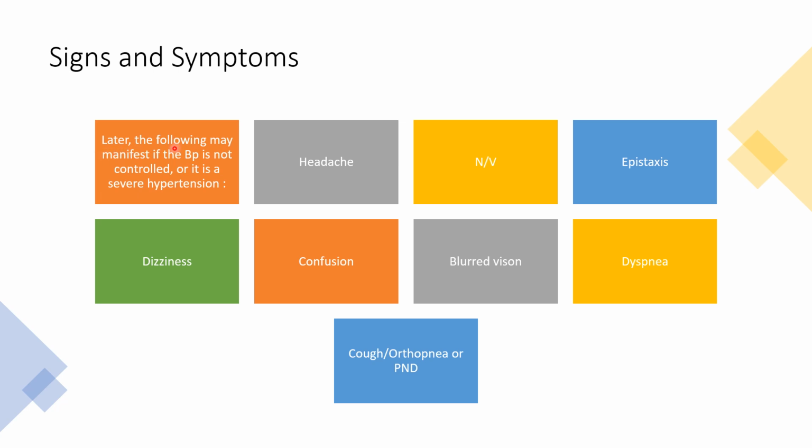I've said mostly there will be no signs or symptoms, but the following may manifest if the BP is not controlled, or this is just the first time or a sudden rise in blood pressure that is pretty severe. Then we can be dealing with headache. There will be nausea or vomiting.